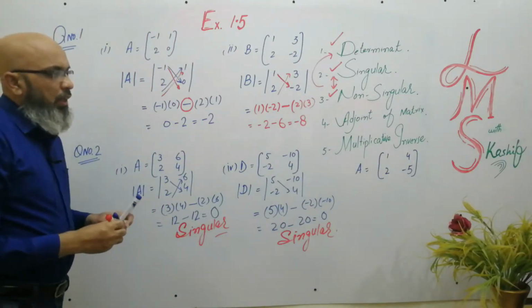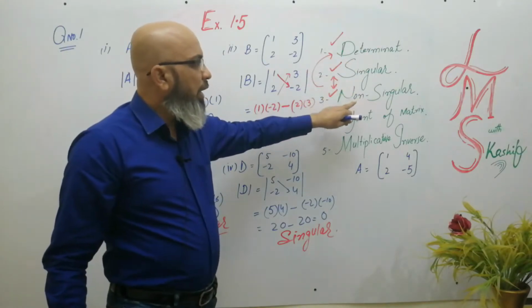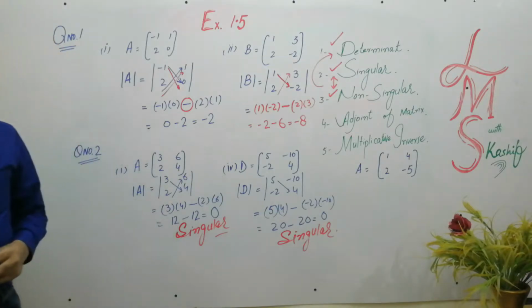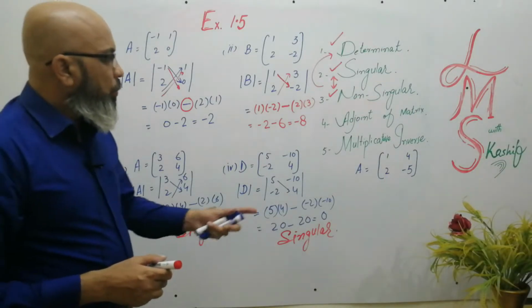Now I think it's clear to you what is determinant, what is singular, and what is non-singular matrix. So now only two things are left: adjoint of a matrix and multiplicative inverse. What is adjoint?